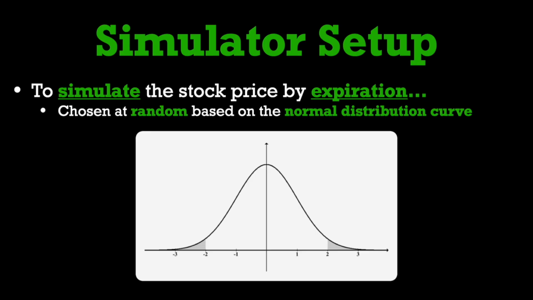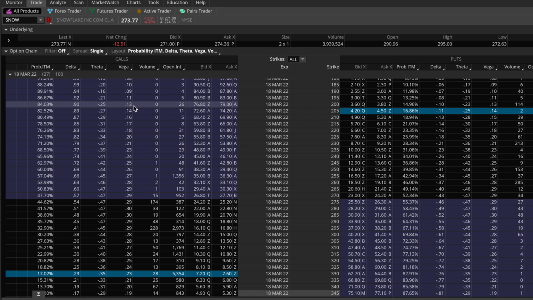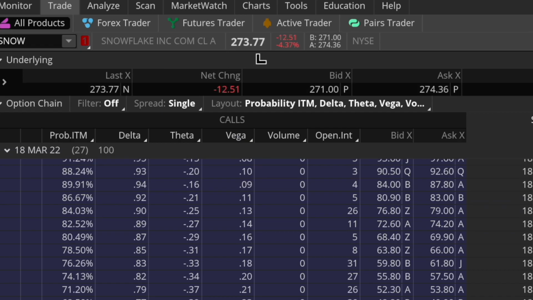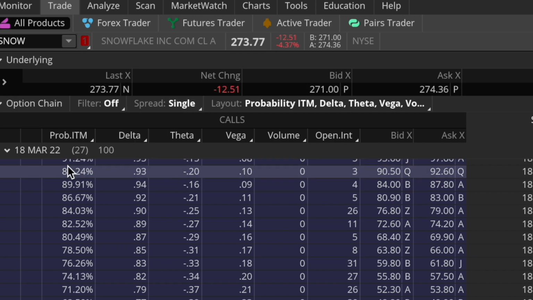Using this model to simulate where the stock price is going to be by the expiration date means, in most cases, for most of these trades, the stock price by the expiration date is going to be somewhere in the general vicinity, somewhere in the ballpark of the stock price when you first put on the position. So for example, in this case, if SNO right now is at about $275 per share, then in 27 days by the March expiration date, this stock is most likely going to be somewhere around this price. Perhaps by March 18th, it might be at $310 per share or $262 per share.